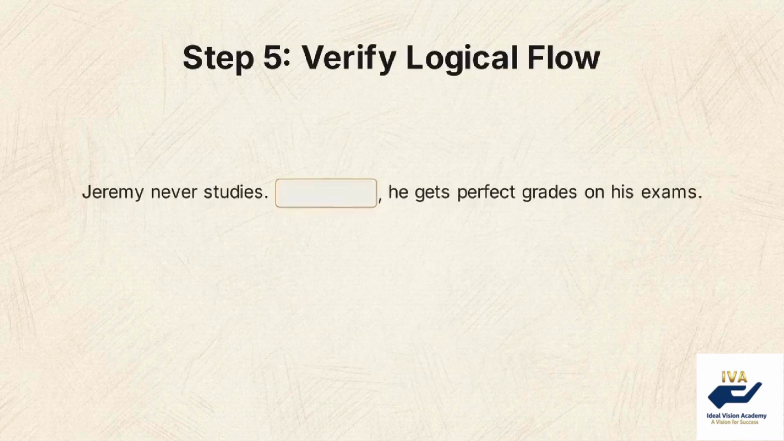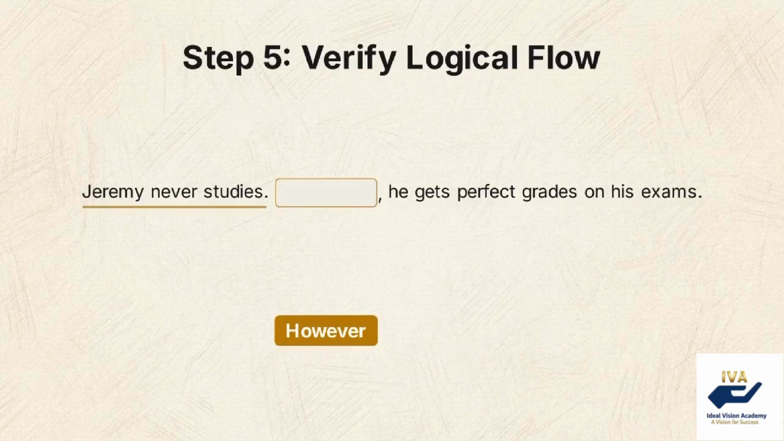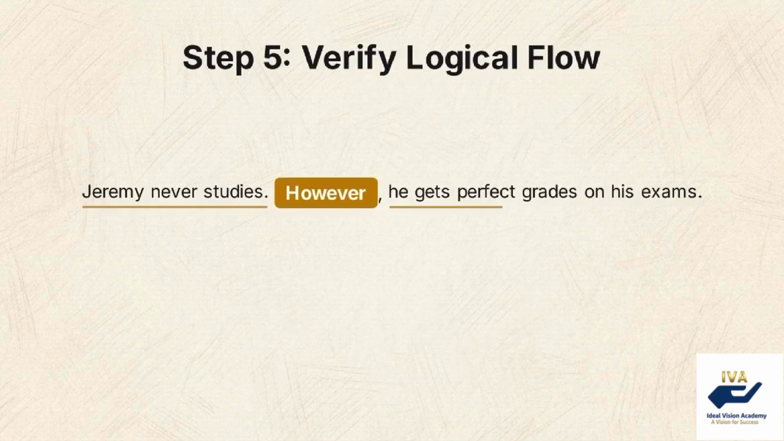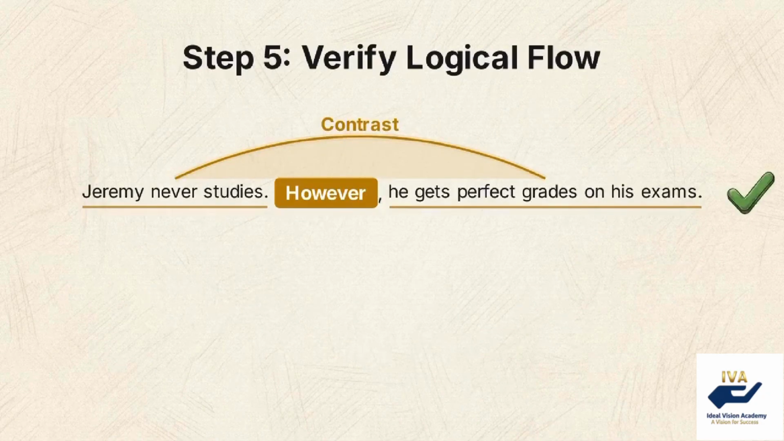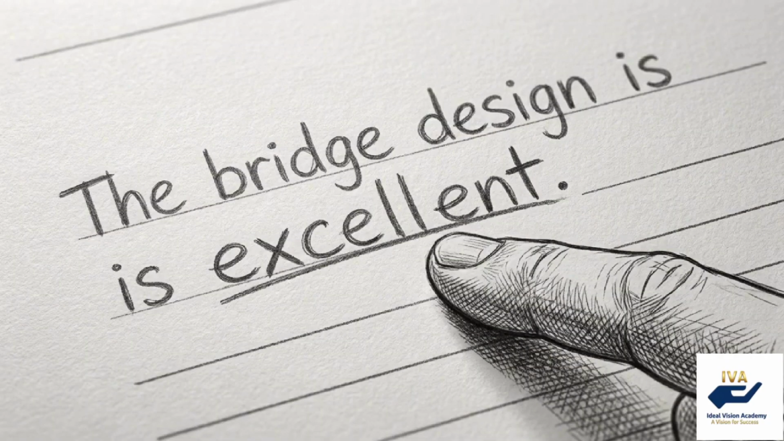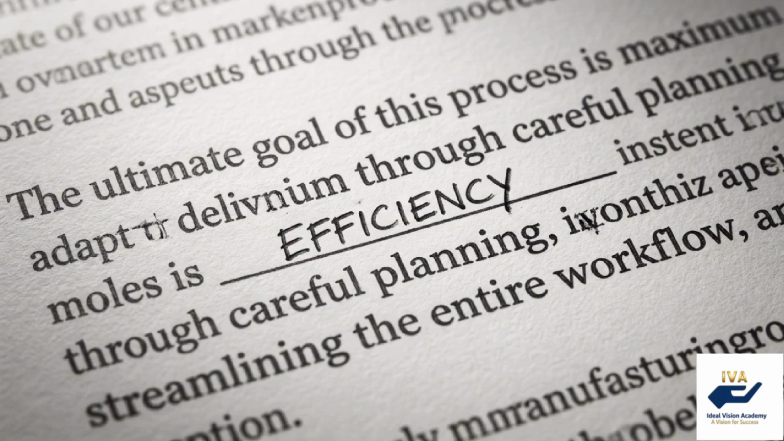Step 5 is to plug your surviving answer back in to verify the logical flow. Jeremy never studies. However, he gets perfect grades on his exams. The contrast word seamlessly bridges the two ideas. This final reading acts as a safety net. It ensures that the logical deduction you made actually functions properly within the specific context of the passage.